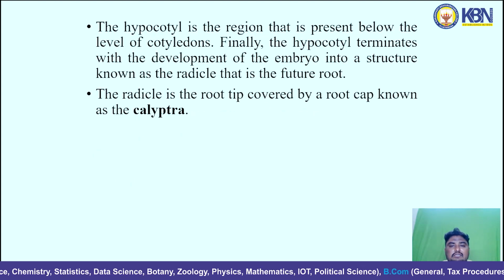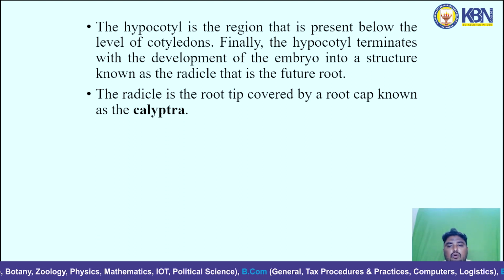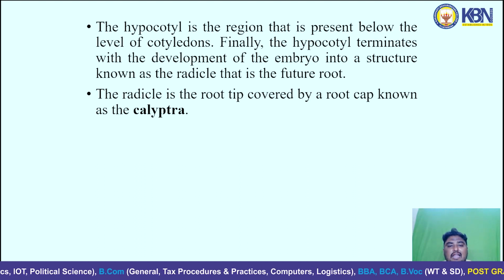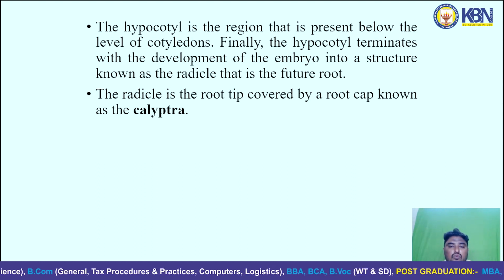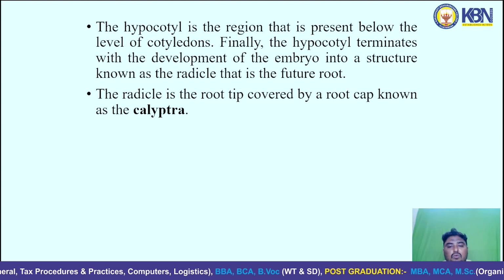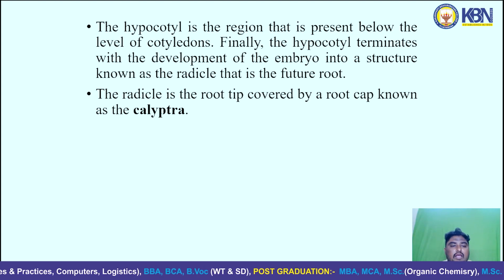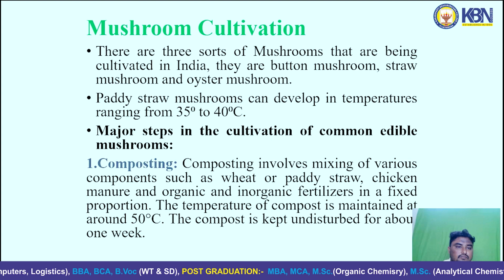The hypocotyl is the region that is present below the level of the cotyledons. Finally, the hypocotyl terminates with the development of the embryo into a structure known as the radicle, that is the future root. The radicle is the root tip covered by the root cap known as the calyptra.